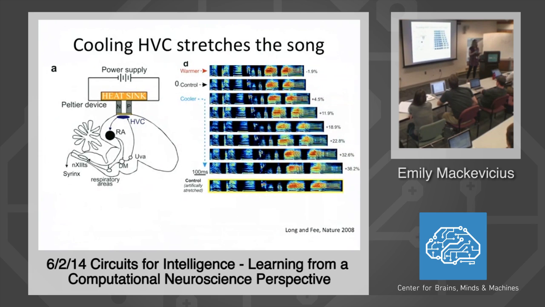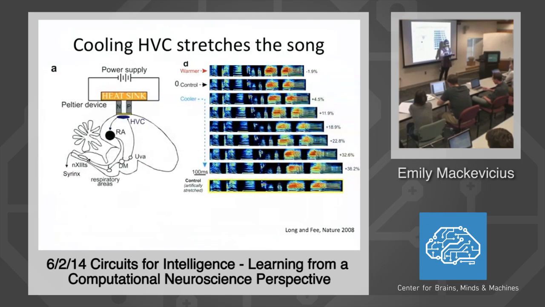And there's a question of whether this sequence actually sets the timing of the song. And to test that, Mike Long in the lab cooled HVC. So the idea is if you cool a brain circuit, that slows down all of the dynamics. So if you have a sequence, that'll slow down the connections between successive elements of the sequence. So this is a spectrogram of the bird song before any cooling, and various amounts of cooling stretch the song uniformly.